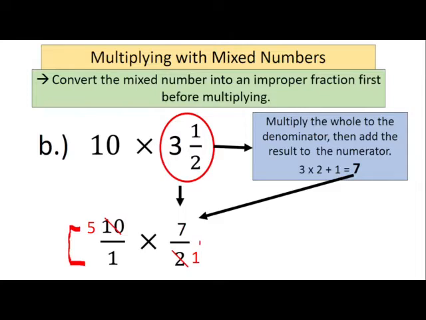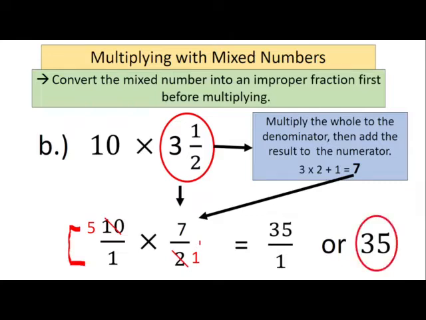Now let's multiply and that's gonna give us 5 times 7 is 35 over 1, or remove the denominator 1 because it's now just a whole number 35 and then circle it.